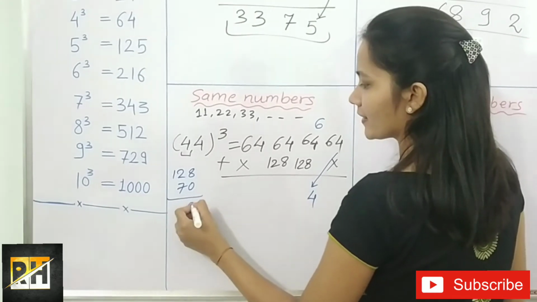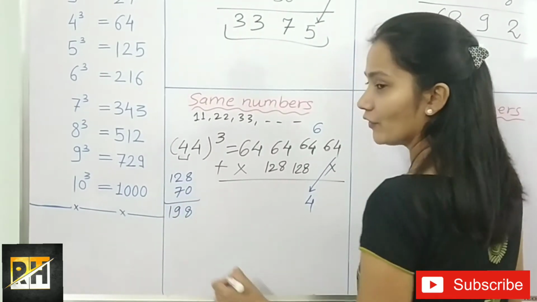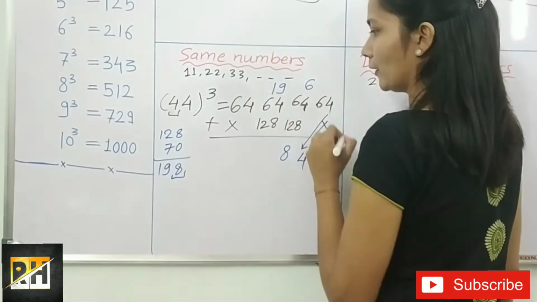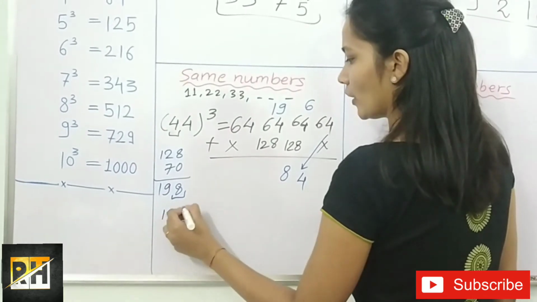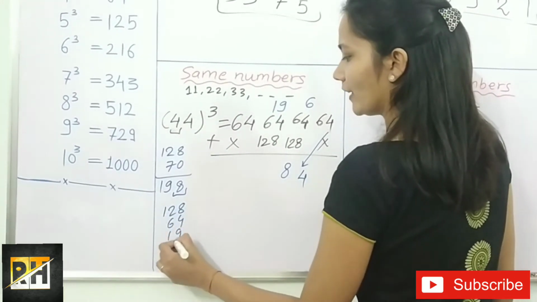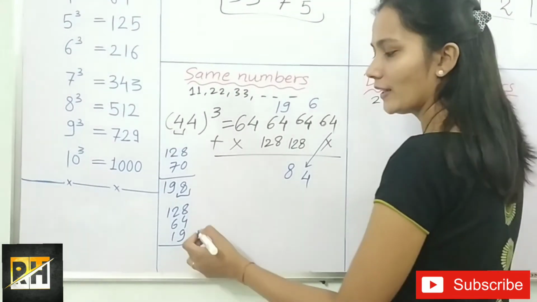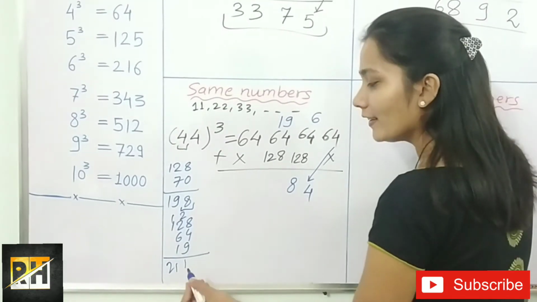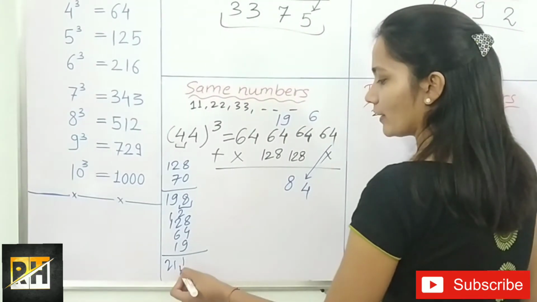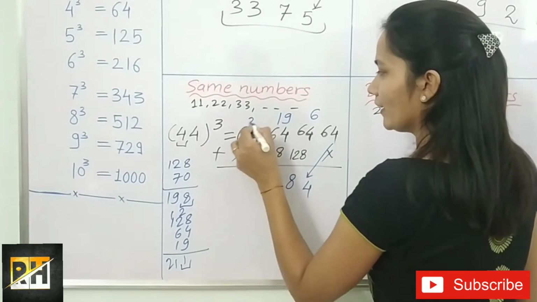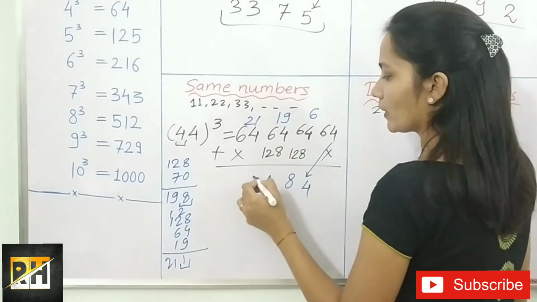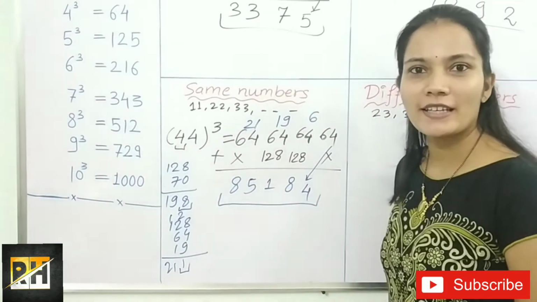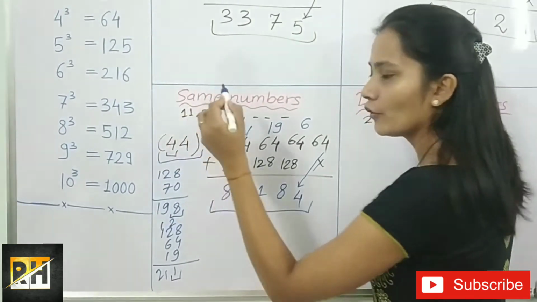So you will add this 7 and 1. So you will write only 8 and 19 will be carried here. So you will add now this 128, 6, 4 and 1, 9. So you will add, what you get? 2, 1, 1. So you will write only 1 and 21 will be carried. So 4 plus 1, 5, 6 plus 2, 8. So 8, 5, 1, 8, 4 is the cube of 44.